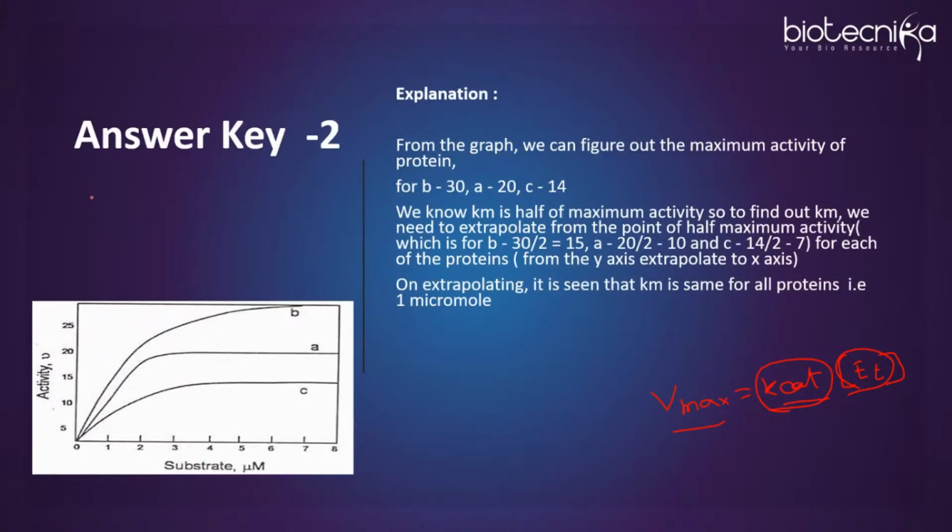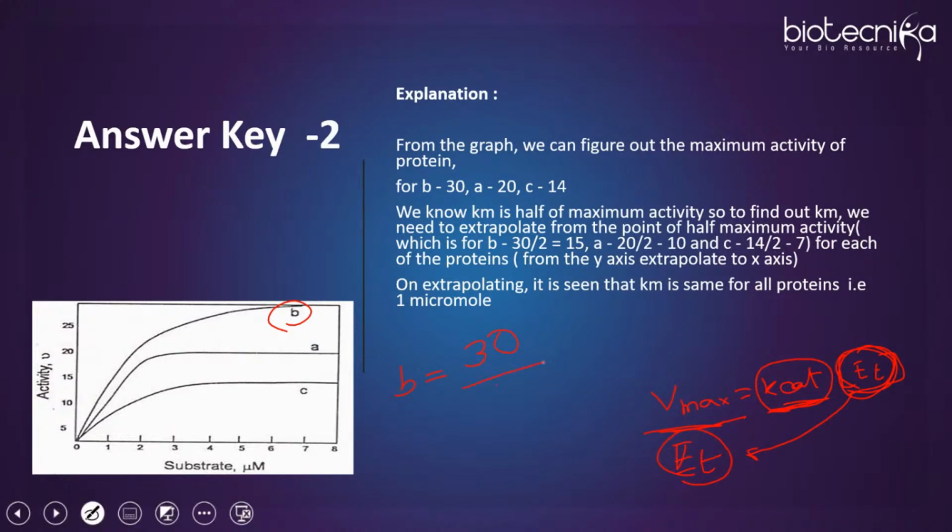So how to calculate the kcat value over here? You have to bring this Et into the denominator. That is, kcat is equal to Vmax by Et. So let's do it for B. Now what was the Vmax? What is the Vmax for B? It is 30. What is the total enzyme concentration for B? Just now I told you it is 4. What is the kcat for B? It is 7.5.